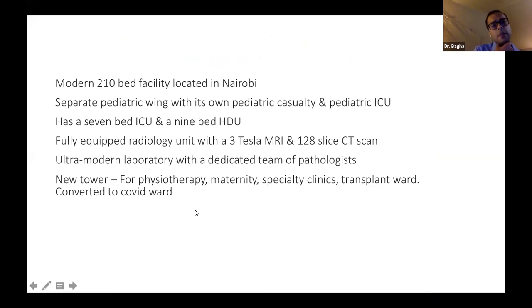The MP Shah Hospital is a modern 210-bed facility located in Nairobi. It has a separate pediatric wing with its own pediatric casualty and pediatric intensive care unit. It has a 7-bedded ICU and a 9-bedded high dependency unit. It has a fully equipped radiology unit with a 3 Tesla MRI and a 128 slice CT scanner. It has an ultra modern laboratory with a dedicated team of pathologists as well. We also have a new tower, which just got completed, and it was supposed to be used for physiotherapy, maternity, specialty clinics, and a transplant ward. But because of the COVID-19 outbreak, we converted it to a COVID unit.